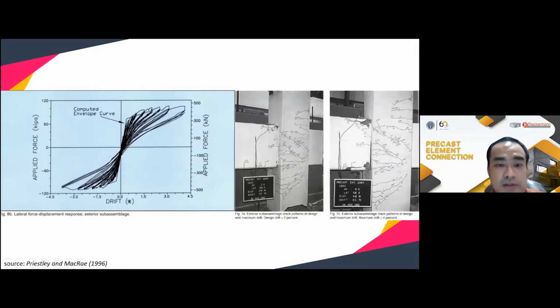And then for the exterior beam column joints, we also observe similar behavior. Here the maximum drift can go up to 4% for the exterior. So here we can also see the beam crush at the ends.